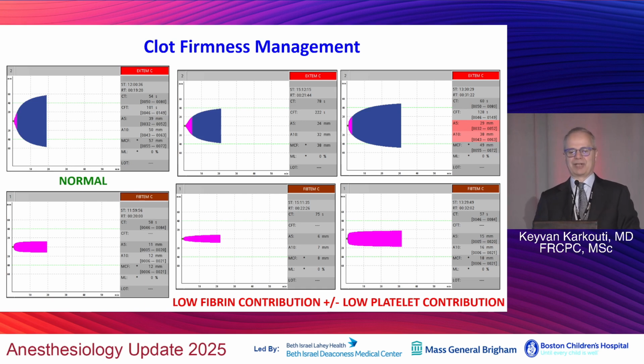In this one, though, that ambiguity is gone because your FIBTEM is actually pretty normal, but your MCF or your A5 and A10 are below normal, which means that it's low platelet count. So you have normal fibrinogen, low MCF or A5 and A10, so you have low platelet count. You don't know what it is, but it's lower than normal.